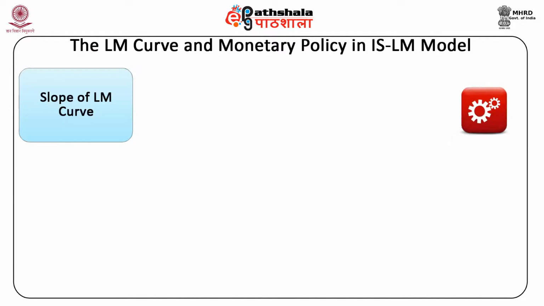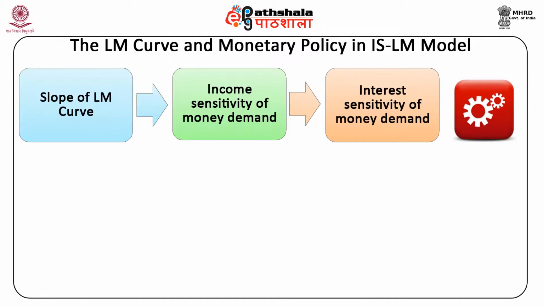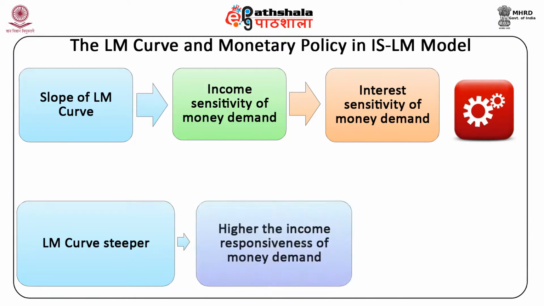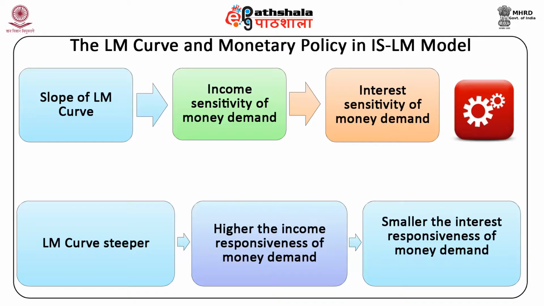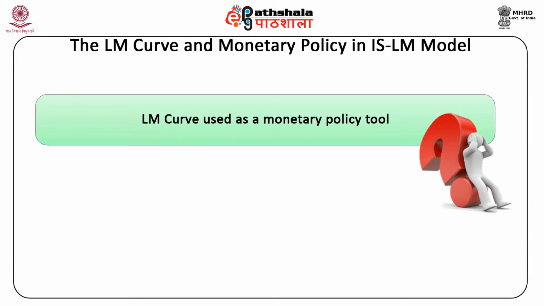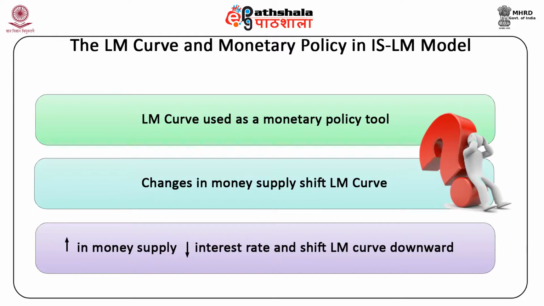The slope of the LM curve is determined by the income sensitivity and the interest sensitivity of the demand for money. The LM curve will be steeper the higher the income responsiveness and the smaller the interest responsiveness of the demand for money. As the LM curve deals with the money market, it is used as a monetary policy tool. Monetary policy which changes money supply will shift the LM curve. An increase in the money supply lowers the interest rate, resulting in a downward shift of the LM curve.